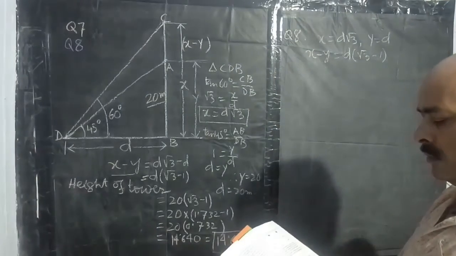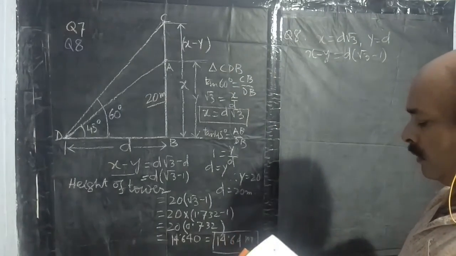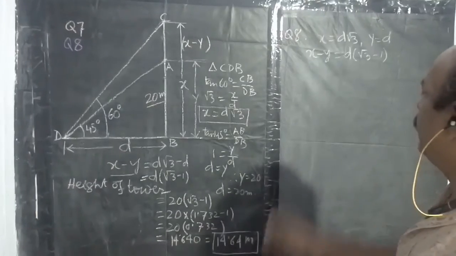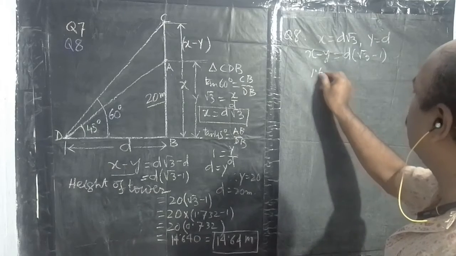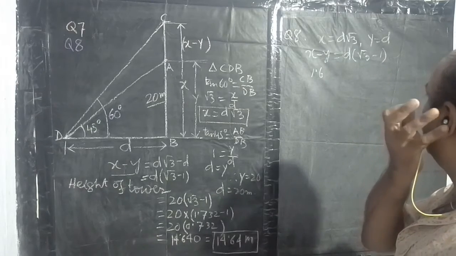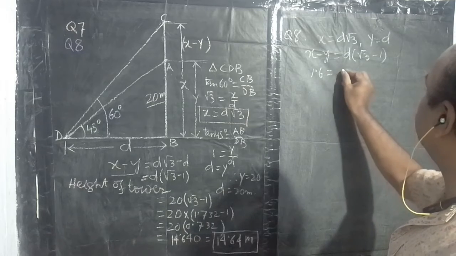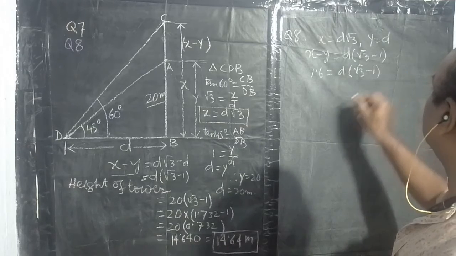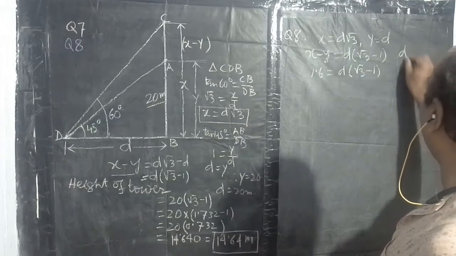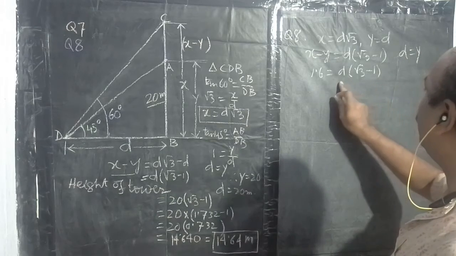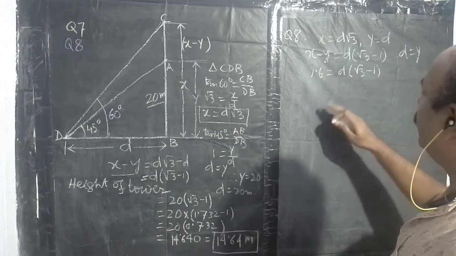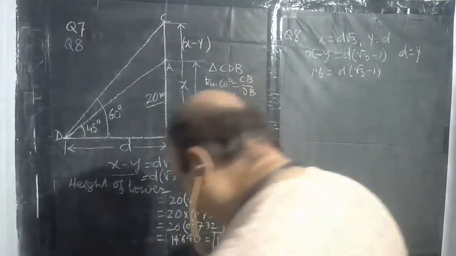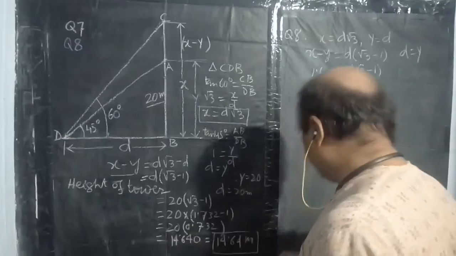Here it is told 1.6 meter tall statue. X minus Y you can write 1.6. 1.6 is equal to D into root 3 minus 1. Okay, and we know that D is equal to Y. So if we find out the value of D here, we get the value of Y also. That means Y means the height of the pedestal.